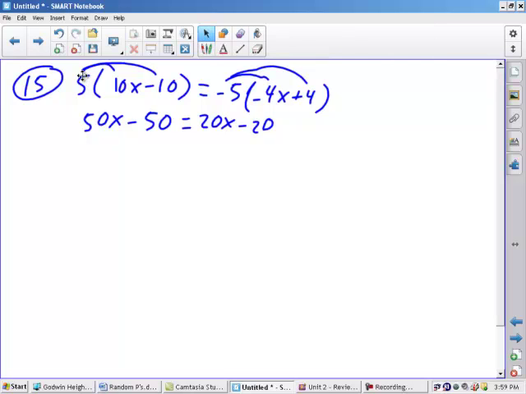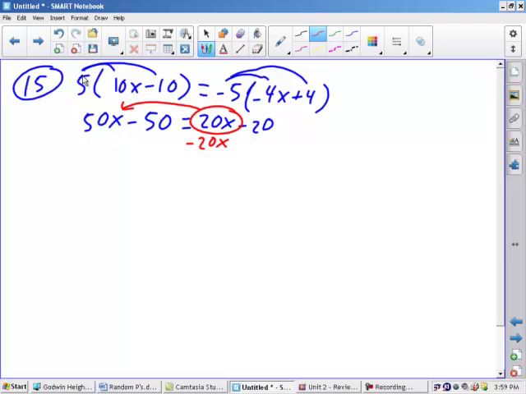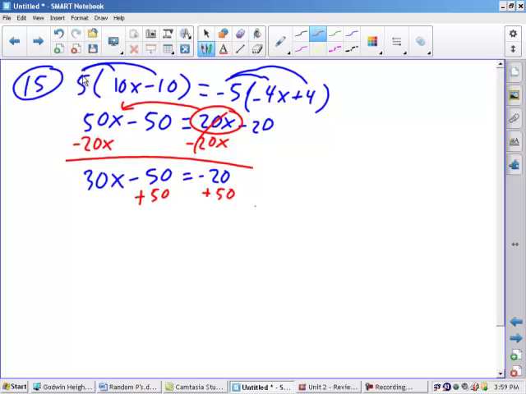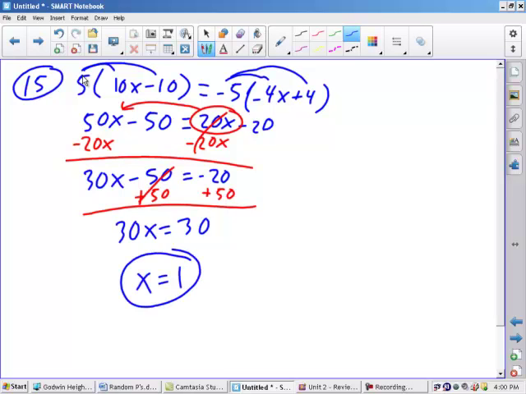And then what I have to do is make sure I move this 20x over with the 50x by subtracting 20x from both sides. So that gives me 30x minus 50 equals negative 20, I believe is what that is. Yes, it is. Okay. I then solve a two-step equation. So I add 50. And careful, I'm going to skip a step in a second. 30x equals 30. And if I divide 30 by 30, it will obviously give me x equals 1.